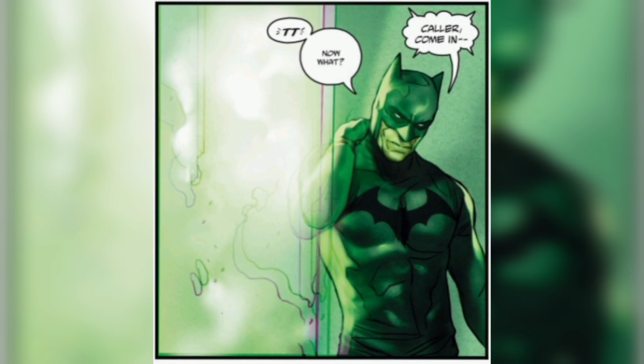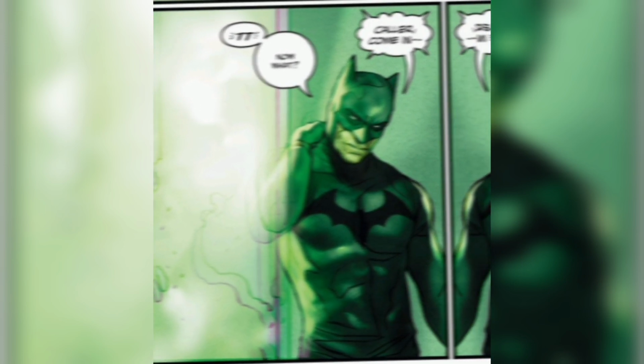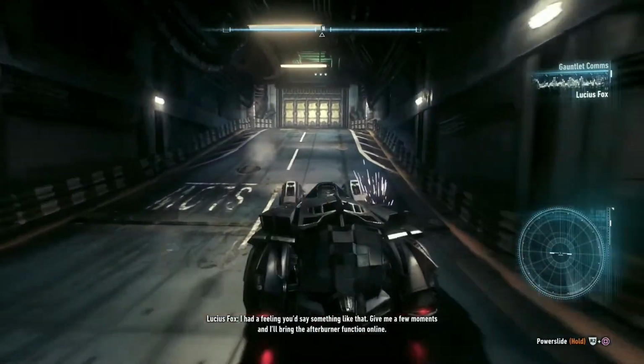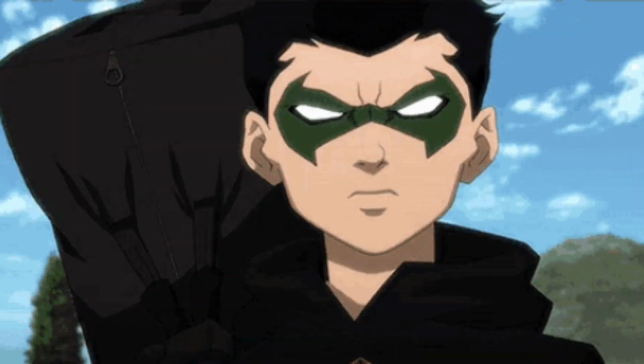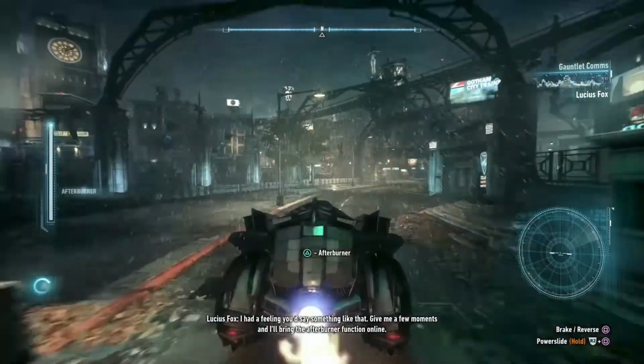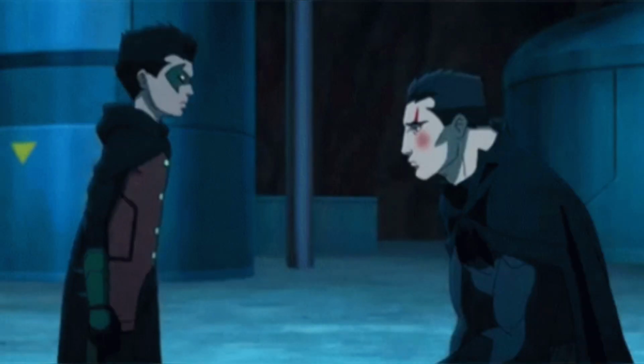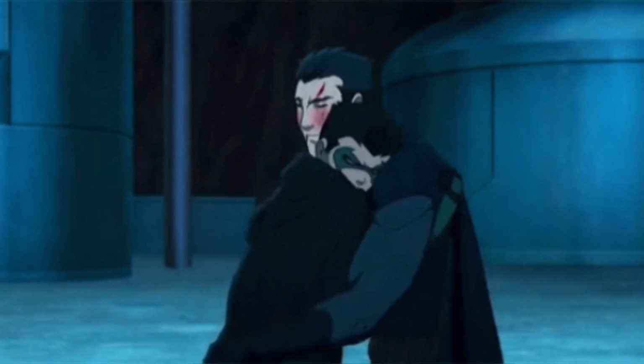Next is Earth 16's Damian Wayne as Batman. In the New 52 multiverse, Earth 16 gives us Batman 2, who is none other than Damian Wayne, Bruce's son. Here, Bruce has either retired or passed away, and Damian has taken up the mantle. With his unique upbringing and lethal skills, Damian's Batman is a fierce protector of Gotham, continuing his father's legacy in his own way.